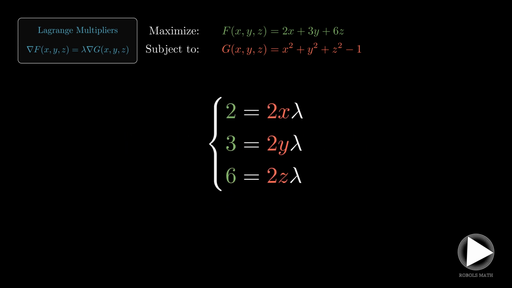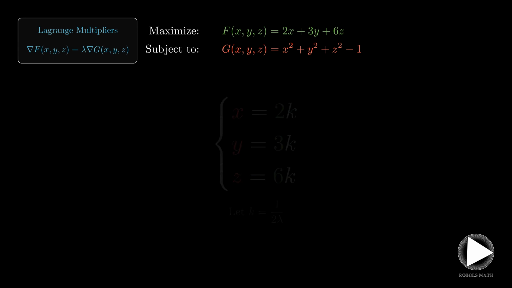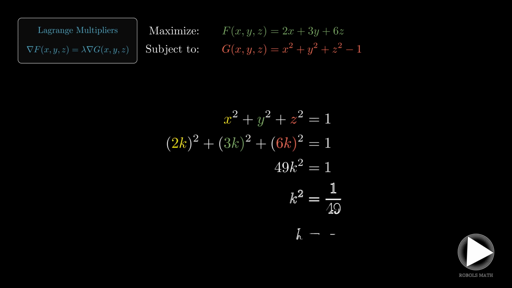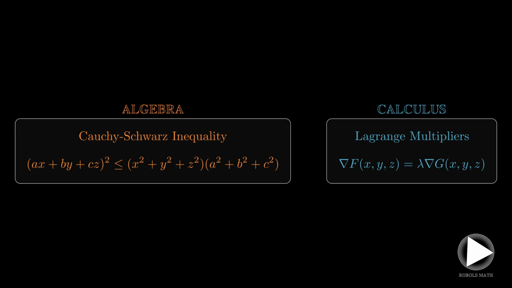We can rewrite each equation in favor of x, y, and z. And if we let k equals 1 over 2 lambda, we actually get the same system of equations we got using CSI. Of course, we can solve this the same way as earlier to get k equals plus or minus 1 over 7, and we use the same justification to say that k must be positive and x is equal to 2 over 7. Regardless of the method, we should get x equals 2 over 7. I'm leaving it up to you to decide which method you prefer.